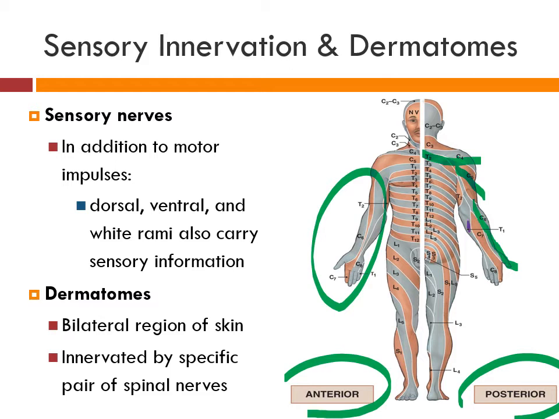C7 is going to be this posterior side of the arm and into the index finger. Sorry, this is getting ugly with my drawing. C8, and we do have 8 cervical spinal nerves, so there is a C8. C8 is this inside of your arm, so you can see the C8 here. And then T1 is the inside of your upper arm. So C8 is the inside of your forearm, T1 is the inside of your upper arm.